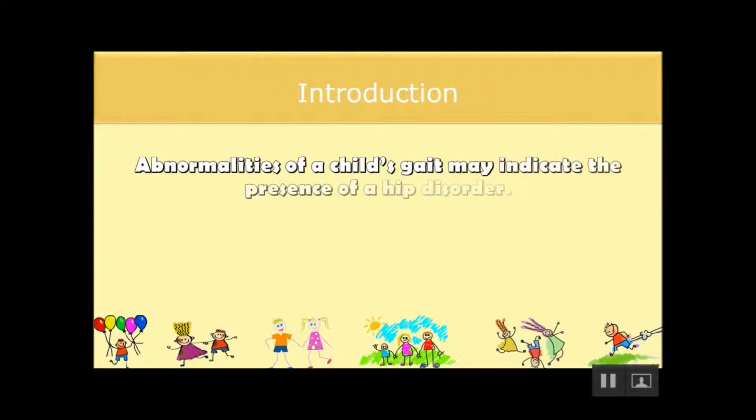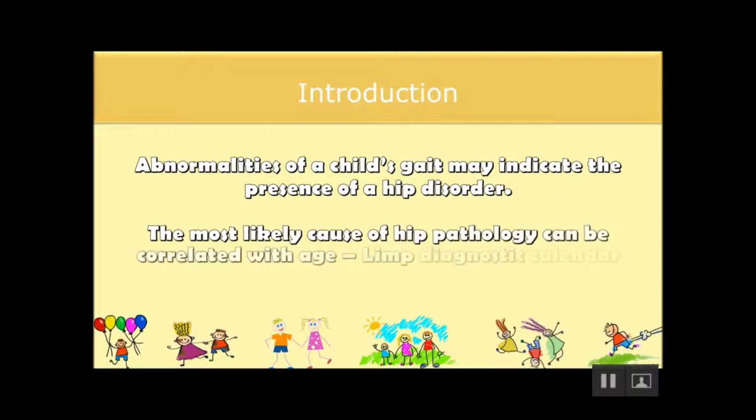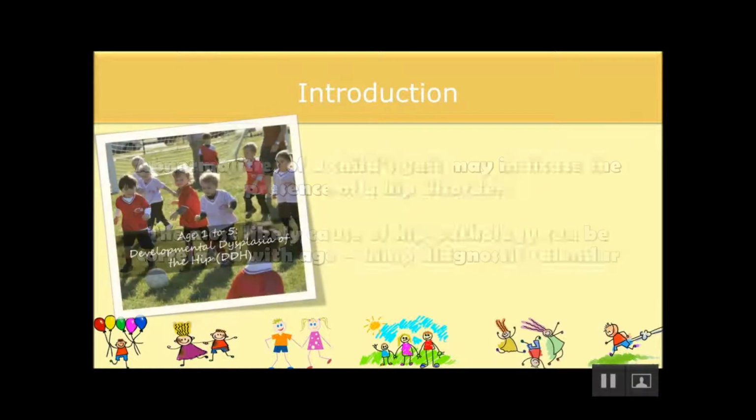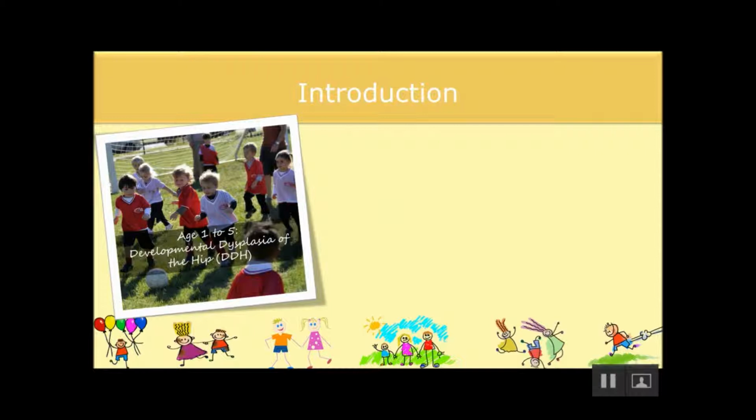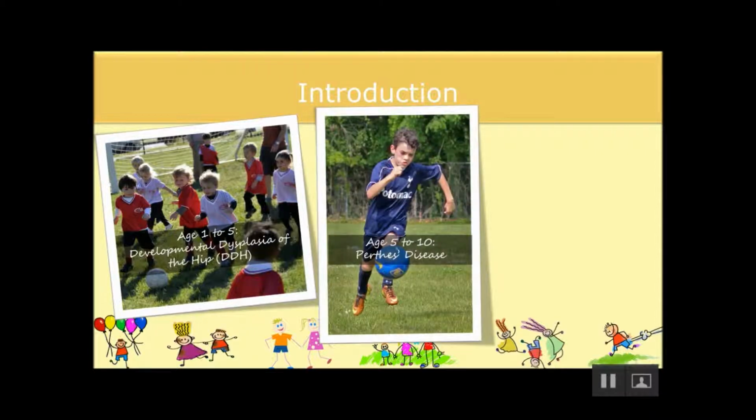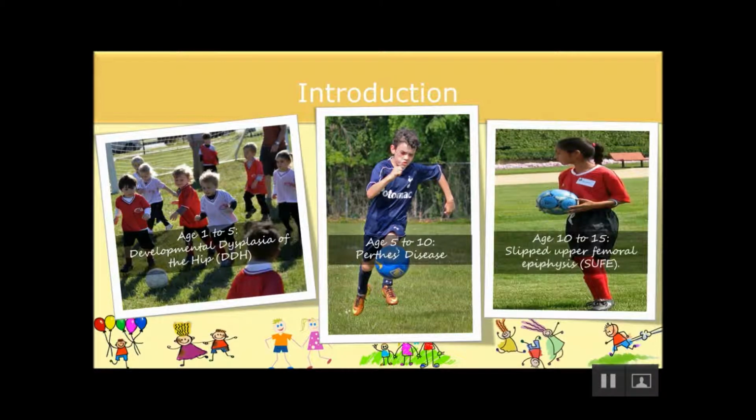A crucial aspect in the examination of a child with a musculoskeletal problem involves the assessment of gait. Various gait abnormalities may be observed which could indicate the presence of a hip disorder. The limp diagnostic calendar is useful as it correlates age with the most likely cause of hip pathology. From age 1 to 5, there could be developmental dysplasia of the hip. Age 5 to 10, Perthes disease, and age 10 to 15, slipped upper femoral epiphysis.